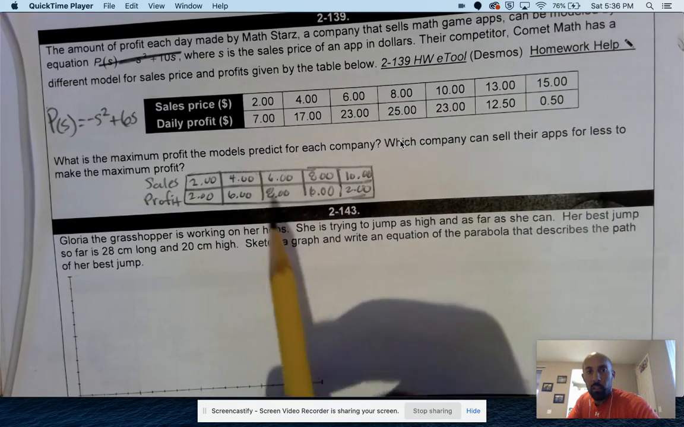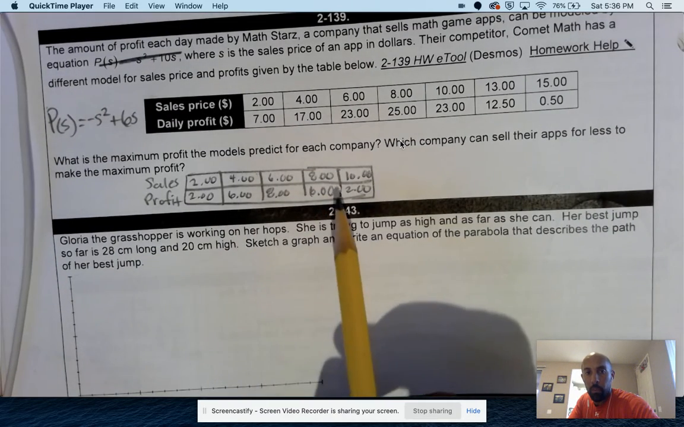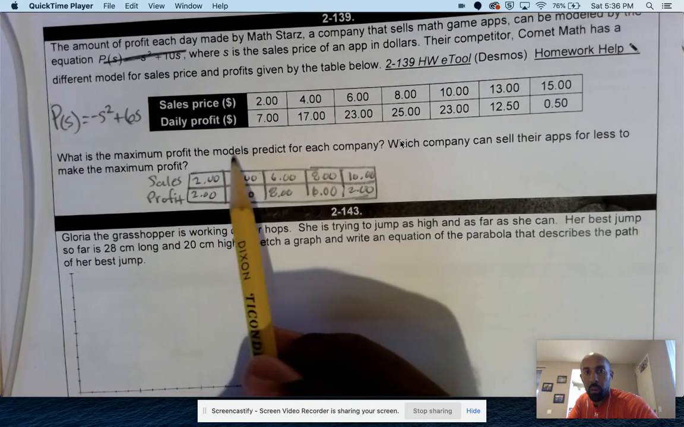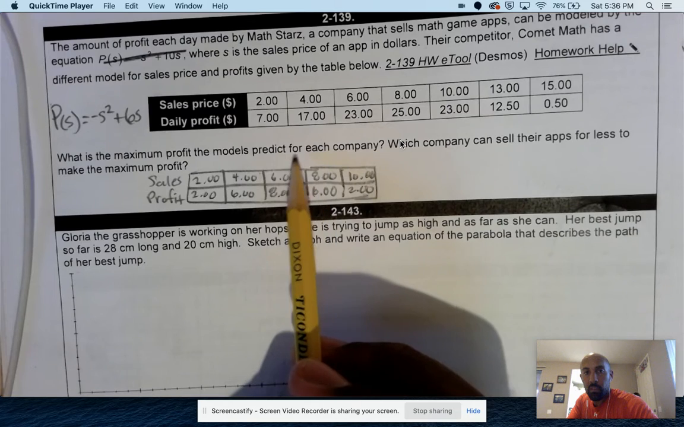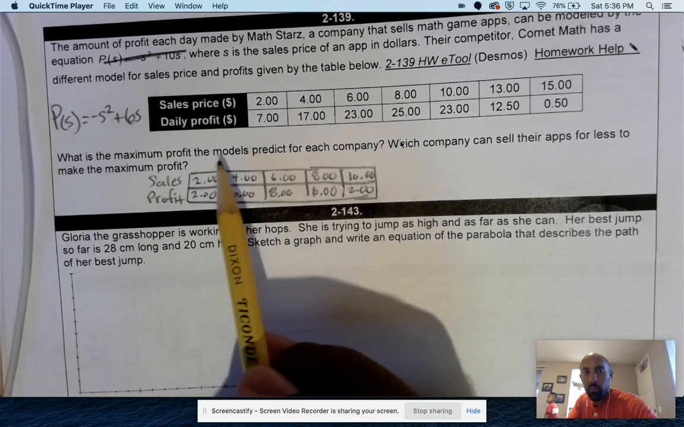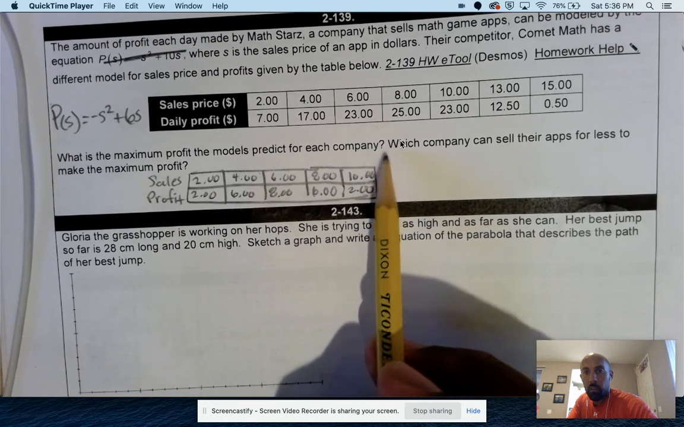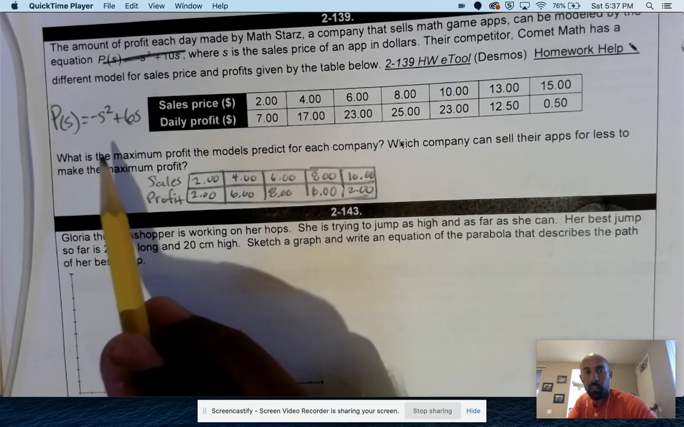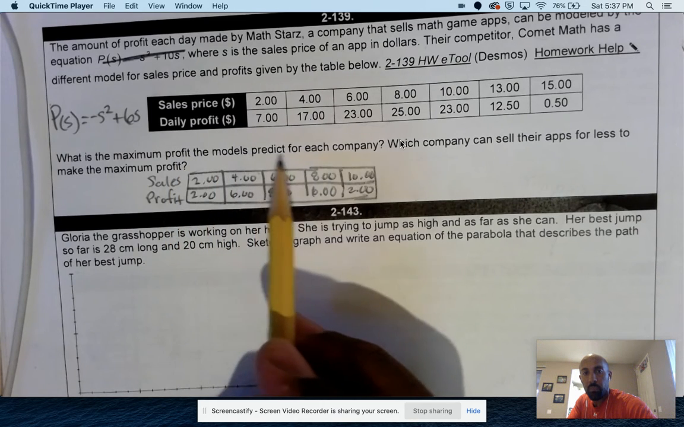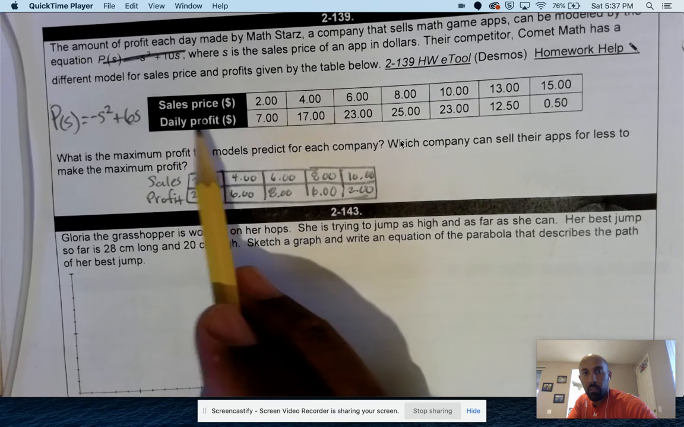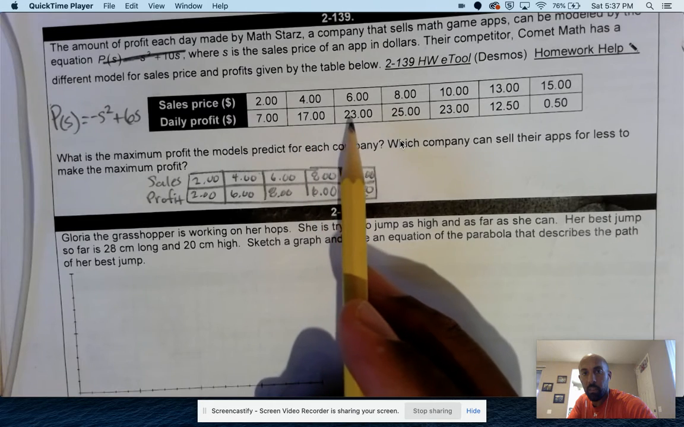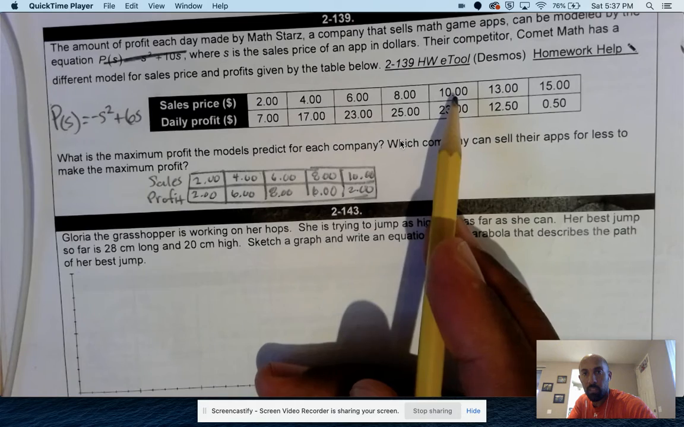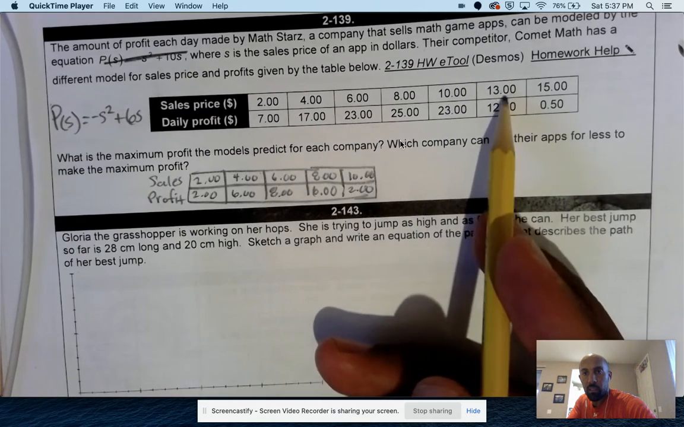So the thing we want to look for in a table is, well, the question is, what is the maximum profit the models predict for each company? Which company can sell their apps for less to make the maximum profit? Let's first answer this question. What is the maximum profit the models predict for each company? Okay, well, as we increase the price, this is how much money they're making, right? So we get to this $8 and we get to 25, and all of a sudden that starts to go down again. When we charge $10, it starts to go back down to 23, 13 goes to 12.50.